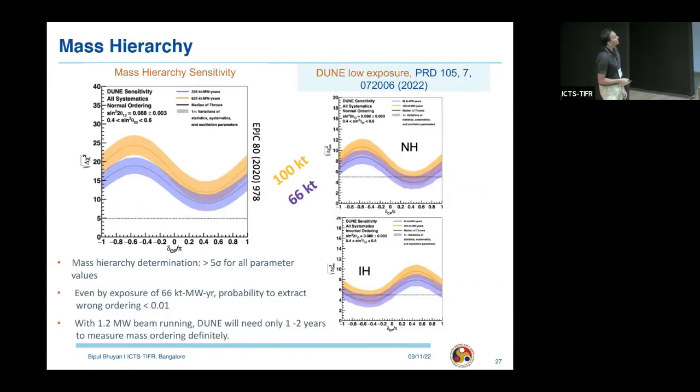On the mass hierarchy, again, we should be able to do this mass hierarchy determination at more than 5 sigma for all parameter values. That is what is shown here with these exposures. But then there is some recent work that has demonstrated that even with low exposure, with 66 kiloton megawatt years, the probability to extract the wrong ordering is very small. It's about 0.01. So with about 1.2 megawatt of beam running, we should be able to resolve this mass ordering issue in about 1 to 2 years of running of this experimental program.